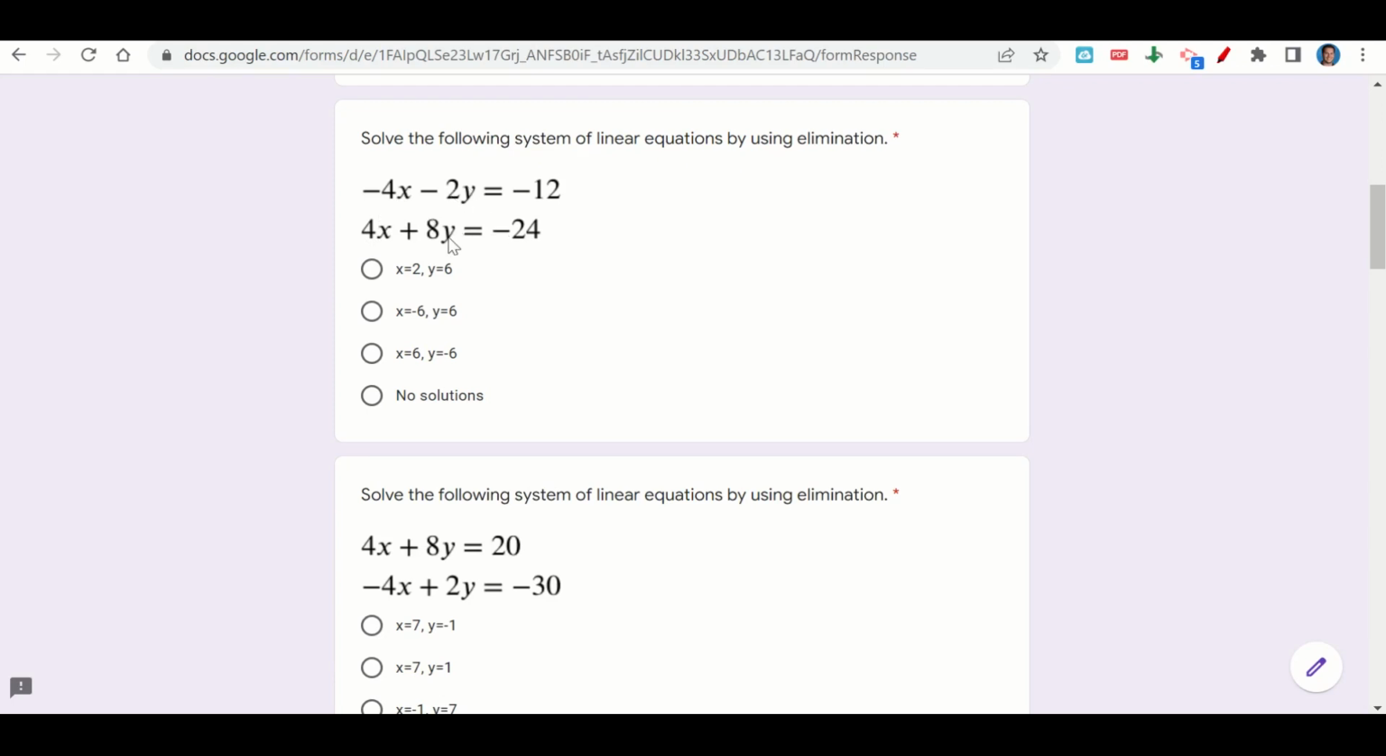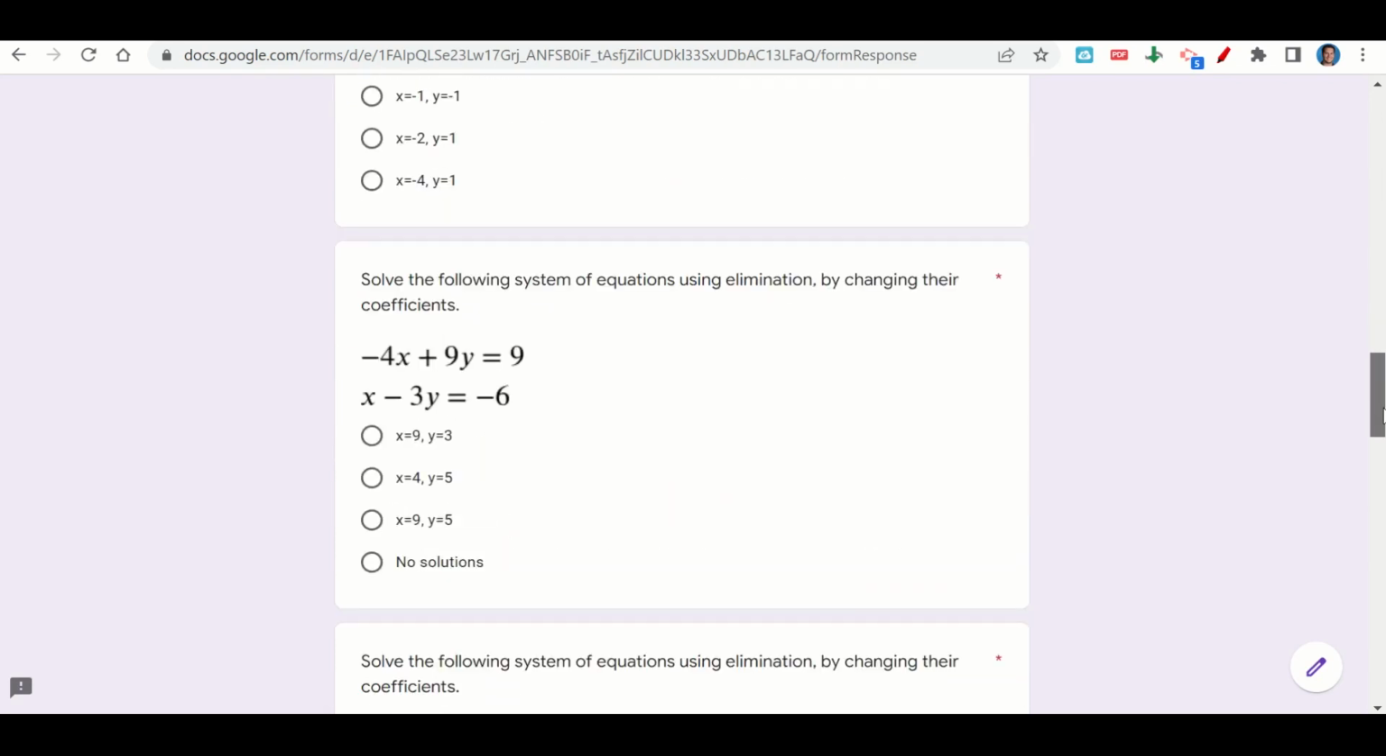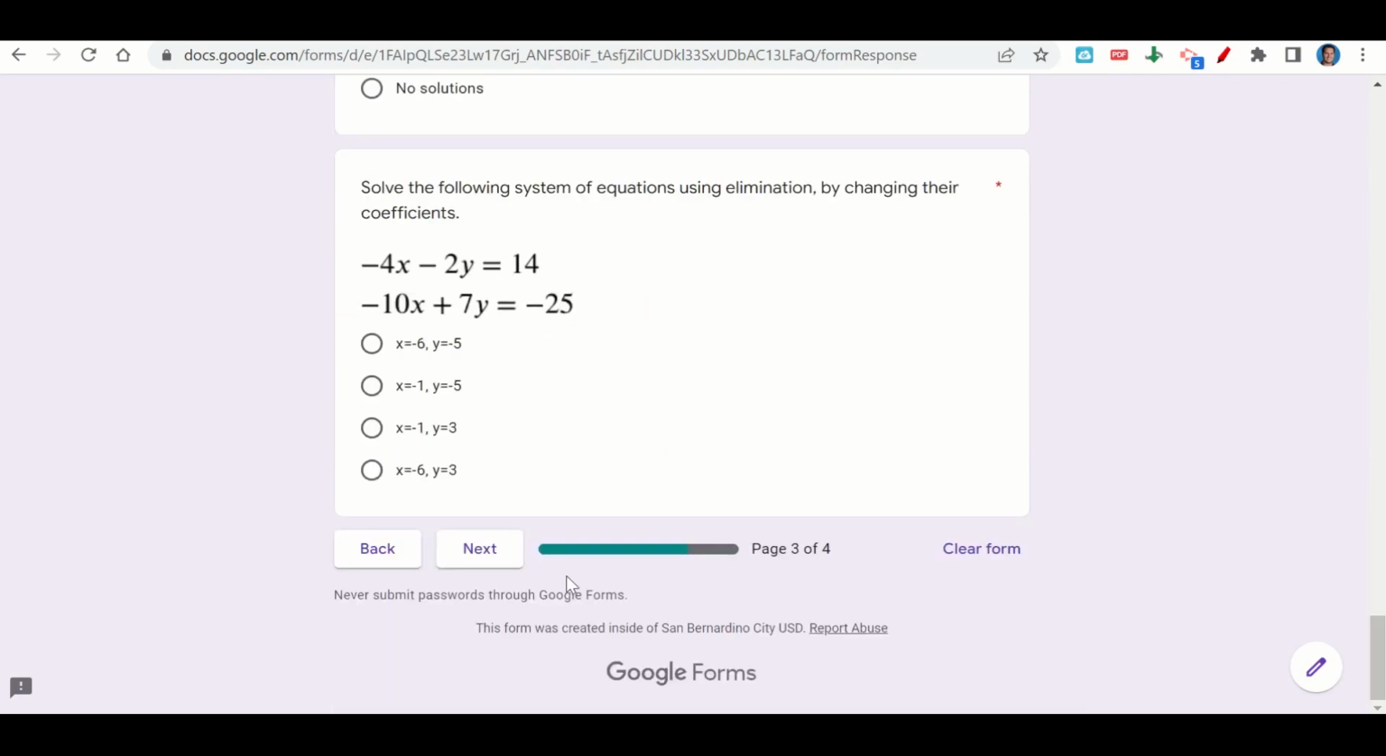So we have negative 2y plus 8y is 6y, and negative 12 plus negative 24 is negative 36. So 6y is equal to negative 36, so we divide both sides by 6, and we get y is equal to negative 36 divided by 6 is negative 6. Well, the only one with negative 6 for y is this one, so that would be our answer. So we'll answer each of these questions just like that, and then we'll go ahead and click Next.